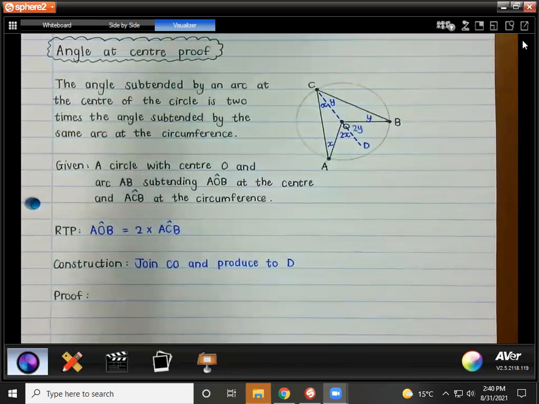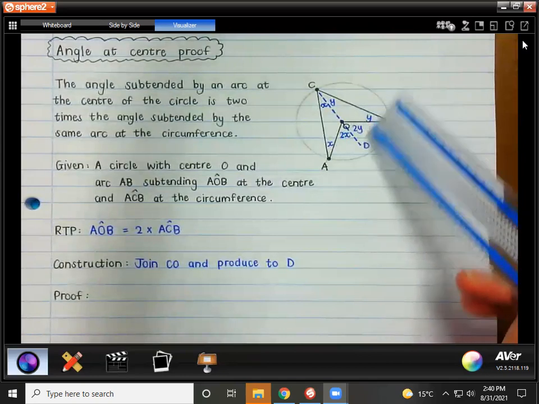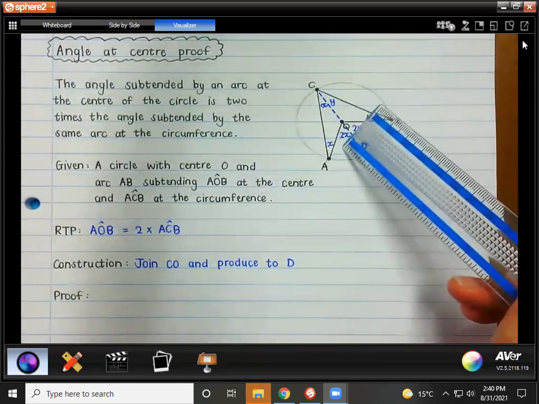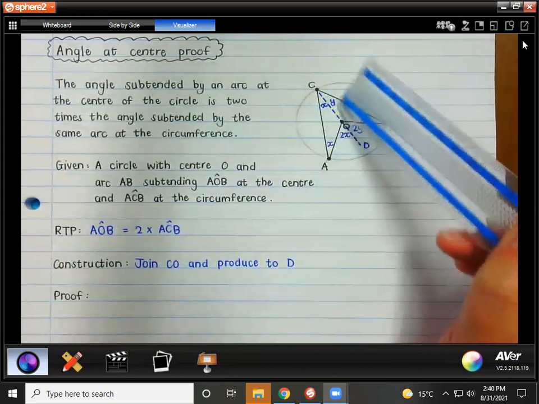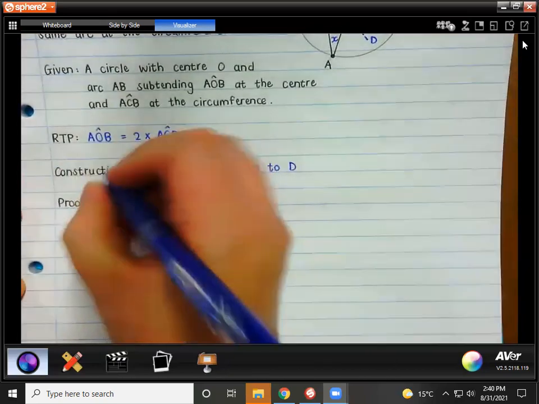Now isn't 2X plus 2Y double X plus Y? Yes, and that's what we have to prove. We have to prove that this angle, which is 2X plus 2Y, is double this angle, which is X plus Y. So that is the proof. Let's write that all down.